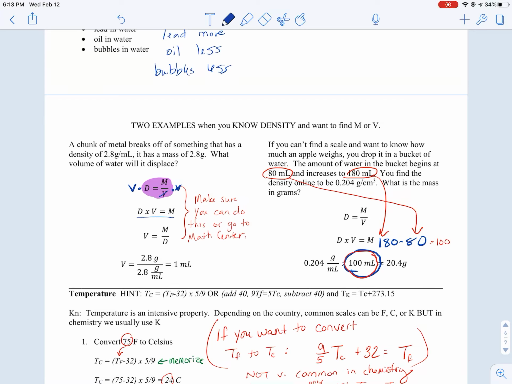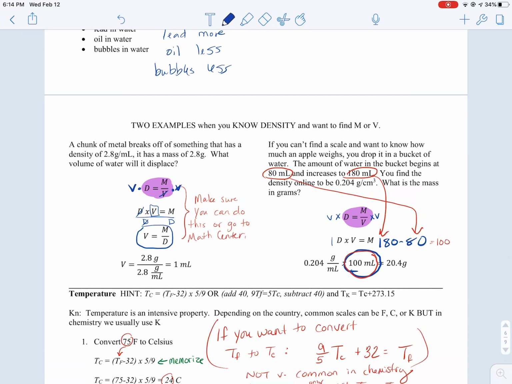Now, if you didn't want m, if you wanted to solve for v, then you would divide both sides by d, and you're left with v equals m over d. So this is one other version of the equation. And then again, here's the original version. If you want to get to the next one, you multiply both sides by v. You get d times v is your mass right here.